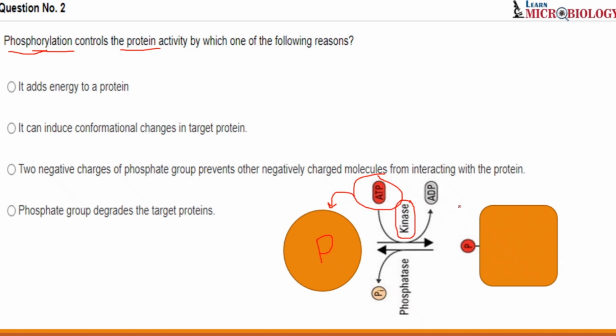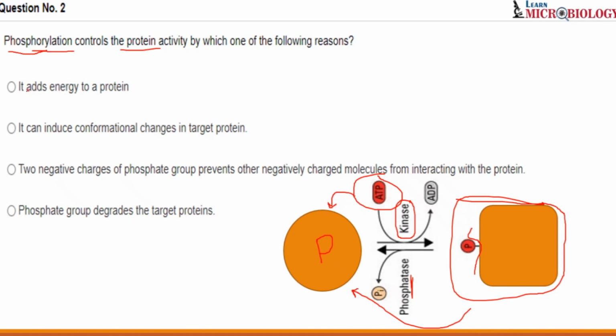And now once the phosphate is transferred, what happened to the protein? The protein has changed to somewhat like this. It means the conformation of the protein has changed. Yes or no? And now if, by the action of another enzyme called phosphatase, this phosphate is removed, then what will happen? This will take the protein back to its original form. So now I hope this much is clear. Let's get back to the options.